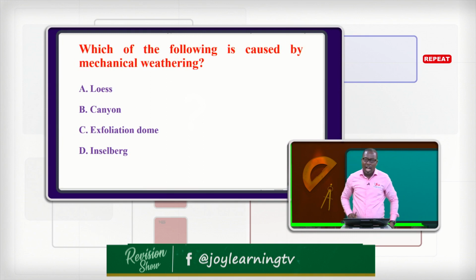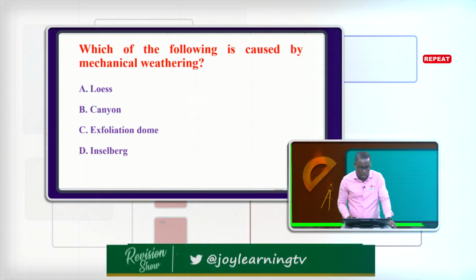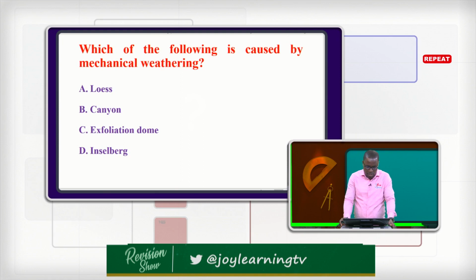Now, another question. Which of the following is caused by mechanical weathering? I repeat. Which of the following is caused by mechanical weathering? A. Loess. B. Canyon. C. Exfoliation dome. D. Inselberg. Call and tell me the answer. Quickly, let's go to the main lesson.